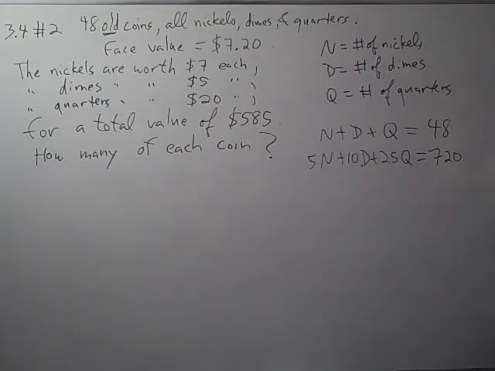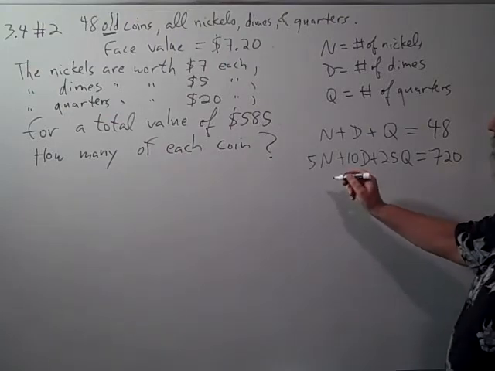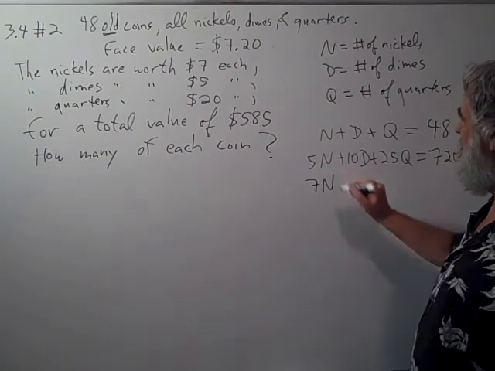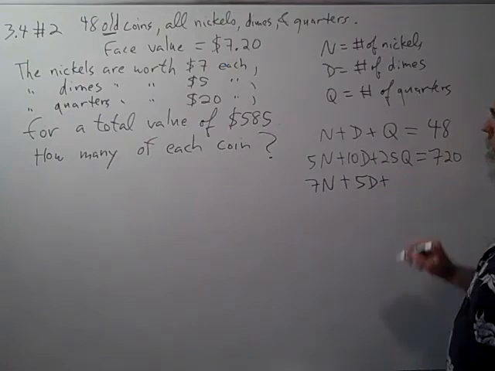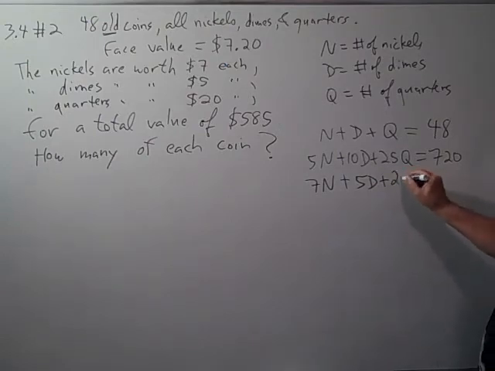The final equation deals with how much the coin dealer is offering for each of these coins. The nickels are $7 each, the dimes are $5 each, and the quarters are worth $20 each. And the total amount all those coins are worth is $585. So now we have three equations with three unknowns.